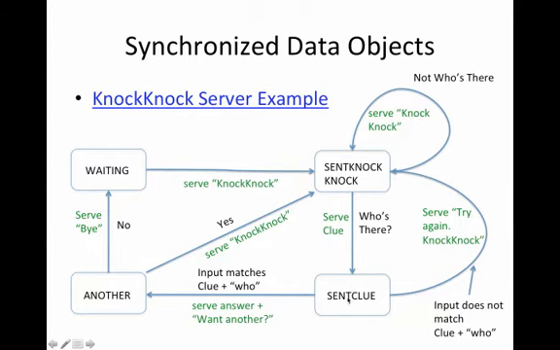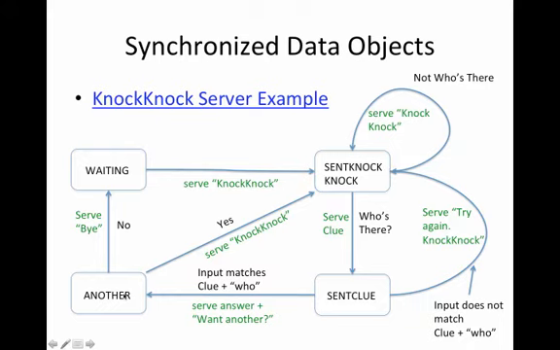From the sent clue state, if the user again matches the clue with the word who, such as turnip who, we serve them an answer and also ask them if they want another and proceed to the another state. If they don't give us the clue with who, which is right here, then we serve them knock knock as well as telling them to try again and head back to the sent knock knock state.